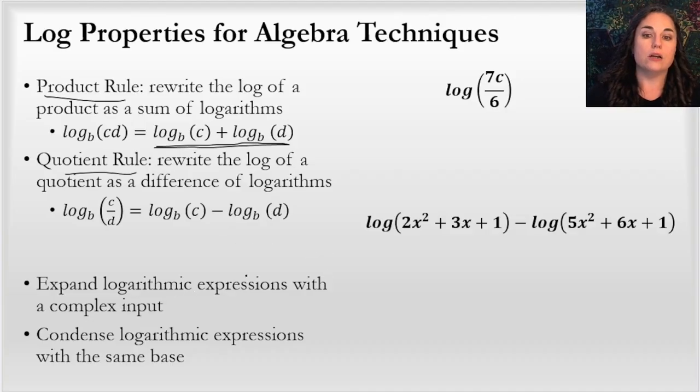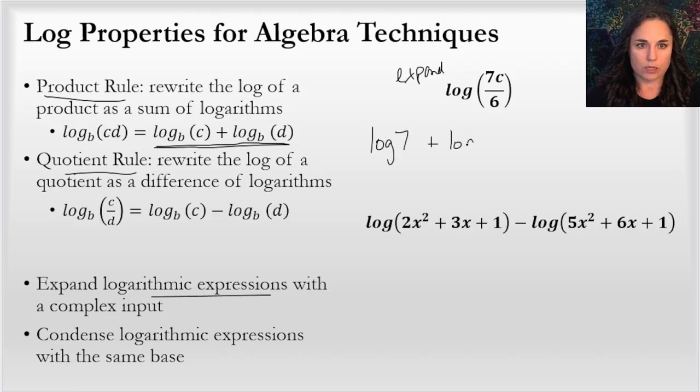I will say here that this allows us to expand logarithmic expressions with a complex input. So that's the example I have up here. We can expand log of 7c over 6. I can say this is log 7 plus log c minus log 6. Right? 7 times c is a product, so I'm going to use a plus sign. I have a division sign in here, and that division sign corresponds to a minus sign.